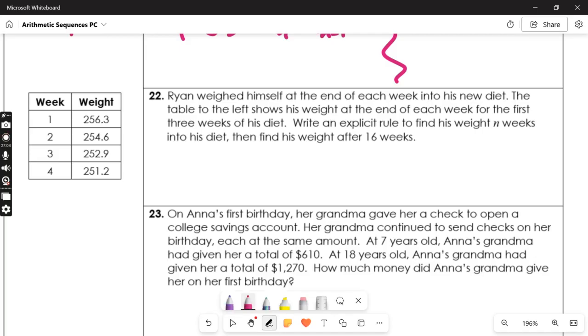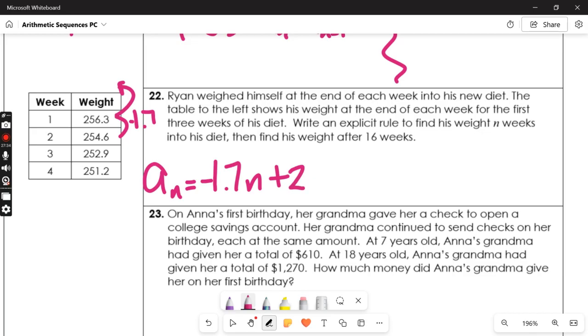Okay, so we need to see what's happening here. To do that, it's going down, so we know it's negative. You can just subtract them. Looks like this is negative 1.7. Okay, so my rule, AN, is going to be negative 1.7N, and then I'm going to work backwards. I'm going to add 1.7 to that. So if I add 1.7 to that, I get 258. So that's the first part of my problem.